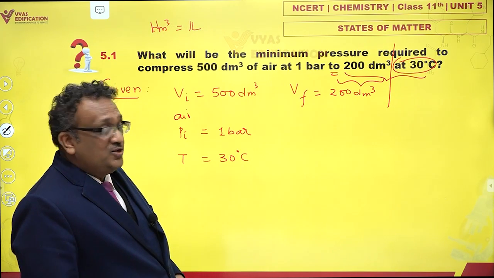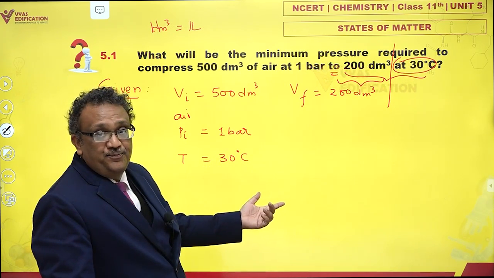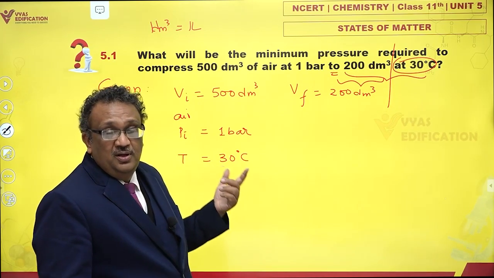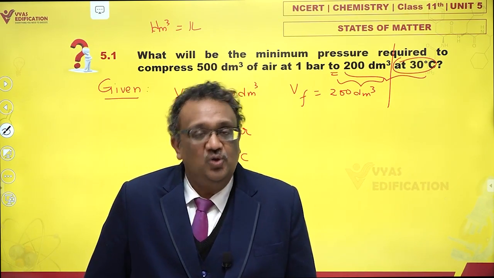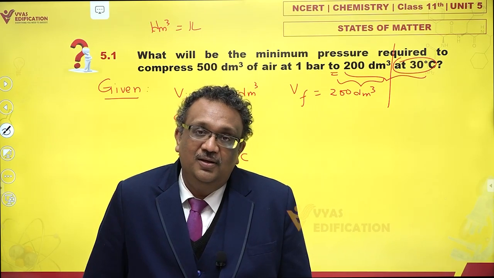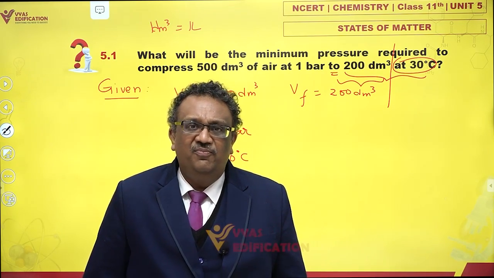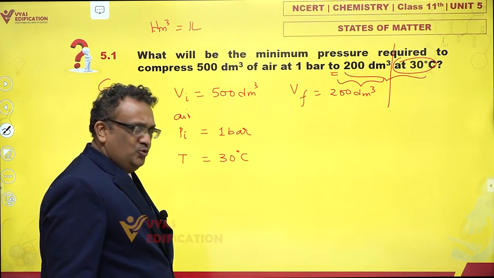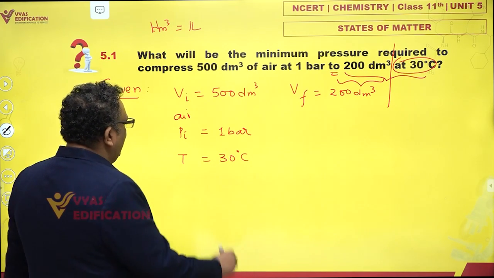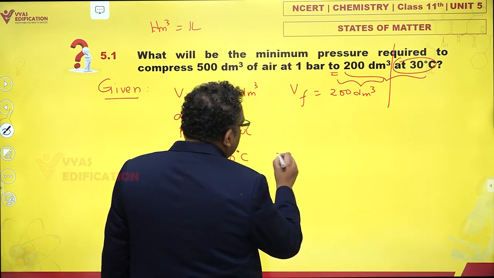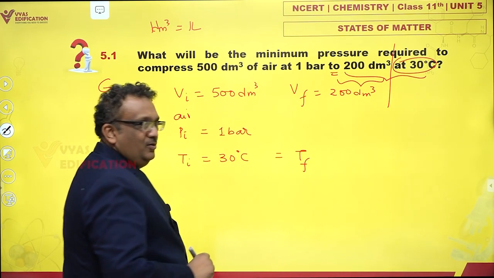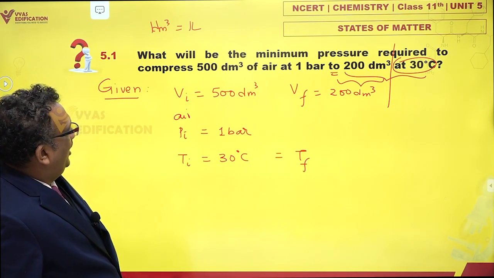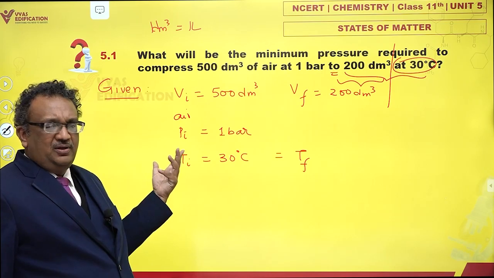Now, if I just assume that final temperature is 30 and initial is unknown, unfortunately, this problem cannot be solved. Okay. So, we have to just become shameless and assume that temperature is constant at 30 degrees Celsius. Okay, fine. And what is this concept of minimum pressure?